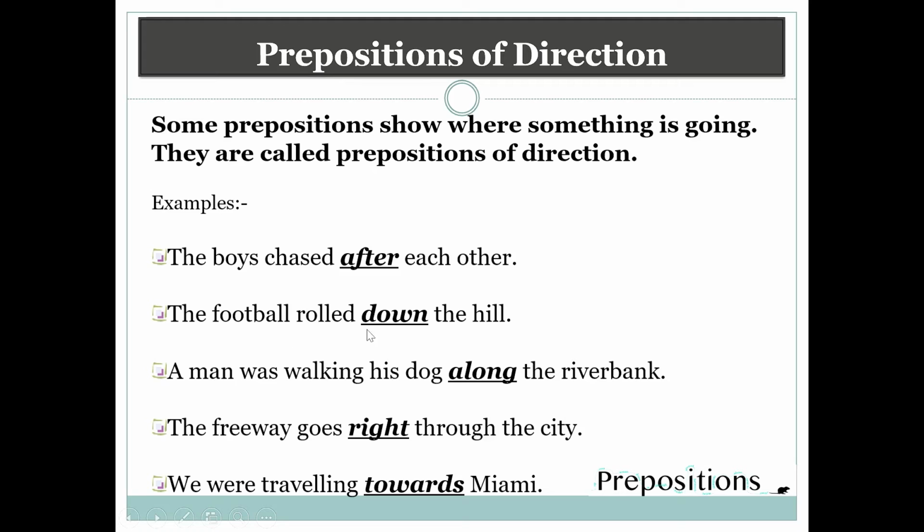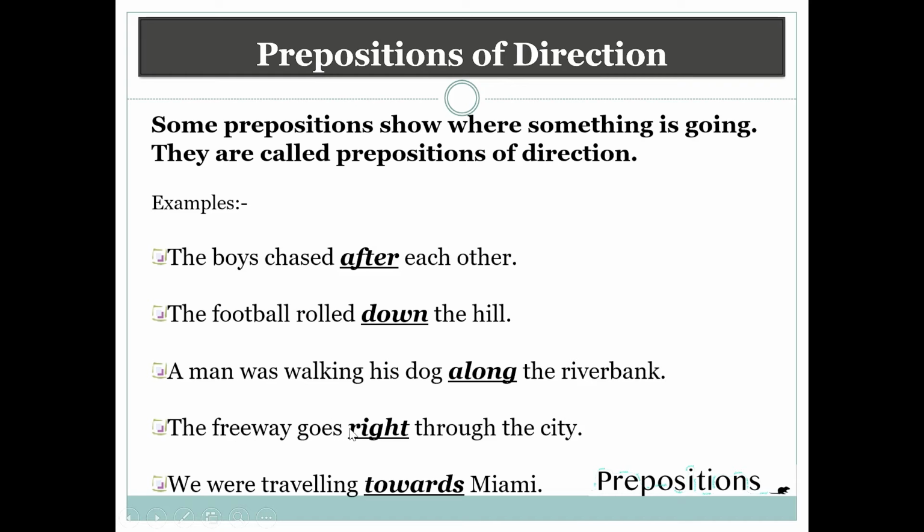The football rolled down the hill. So this is another example of prepositions of direction. A man was walking his dog along the riverbank. Here in the sentence, along is the preposition of direction.